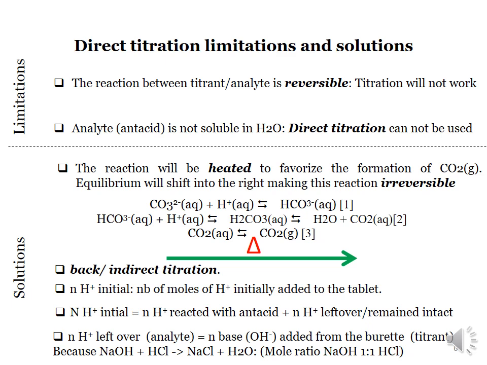The third idea is that the number of moles of acid left over, or remained intact, we will titrate in a direct titration against a base. And the number of moles of acid that are left over is equal to the number of moles of base added from the burette. Why? Because HCl plus NaOH gives the salt NaCl plus water. And therefore, at equivalence, the number of moles of acid is equal to the number of moles of base.